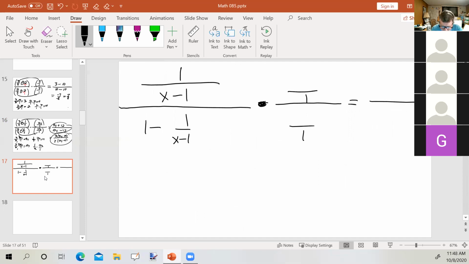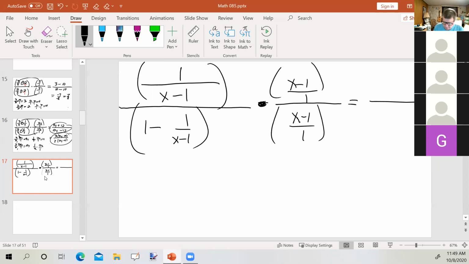So what's the LCD of the whole thing? Would it be x minus 1, since that 1 is over 1? Bingo. You are correct, madam. Okay, this times this. Are you ready? Here we go.